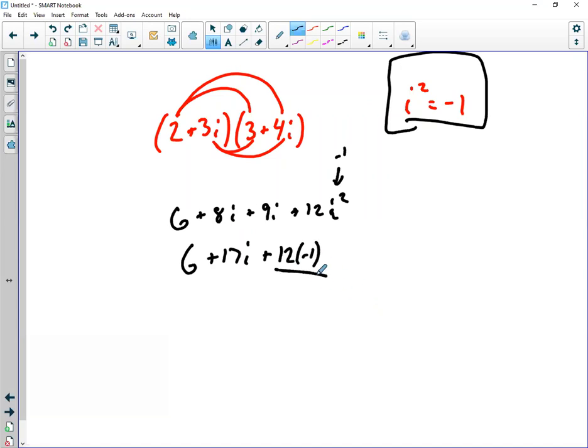I can now see that this is a real part and this is a real part, which would mean that I have 6 minus 12, which is -6 plus 17i. And that would be simplified down to that, okay?